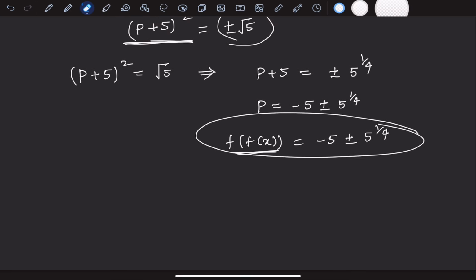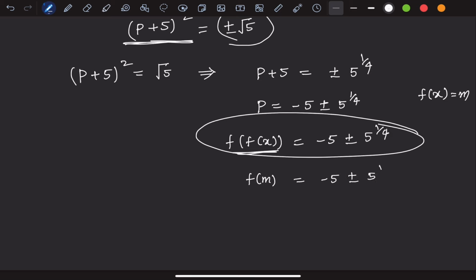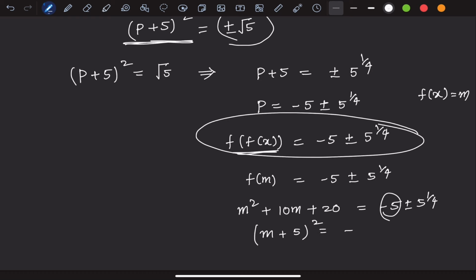Alright. Now consider f of x is equal to m. So then this can be written as f of m is equal to minus 5 plus or minus 5 to the power 1 by 4. But your f of m is m square plus 10m plus 20. That is equal to minus 5 plus or minus 5 to the power 1 by 4. If you bring this 20 to the left hand side, you will have m plus 5 whole square is equal to plus or minus 5 to the power 1 by 4.